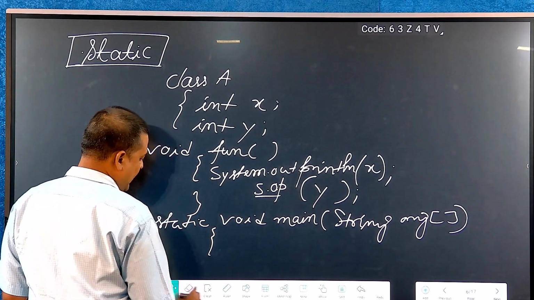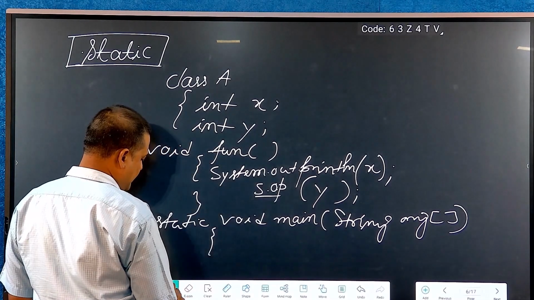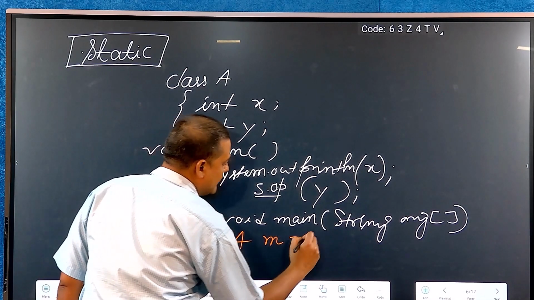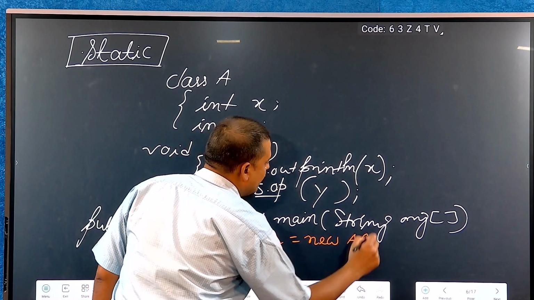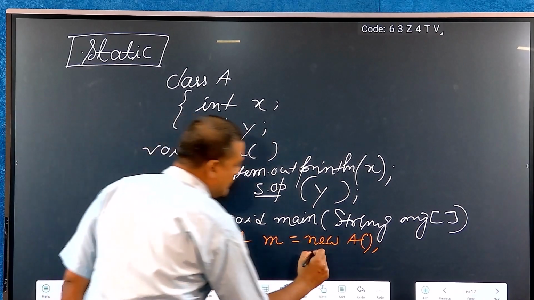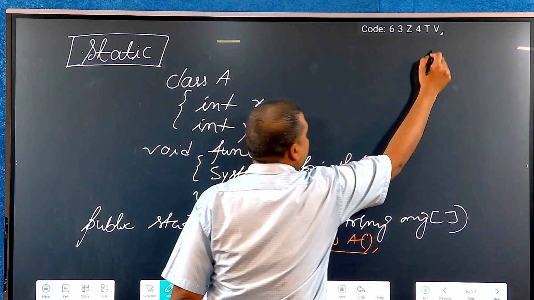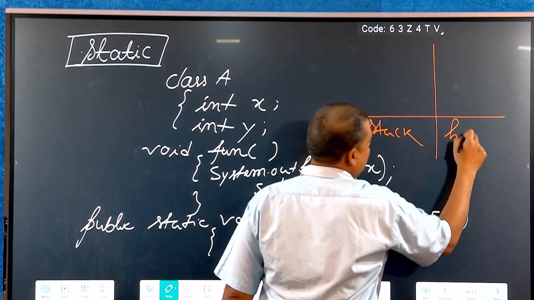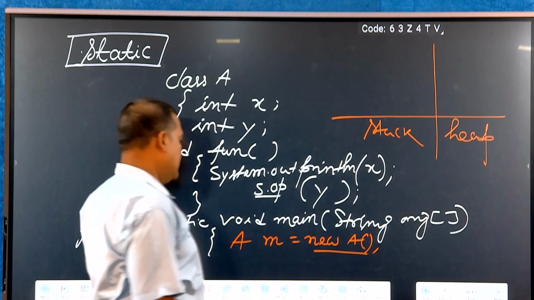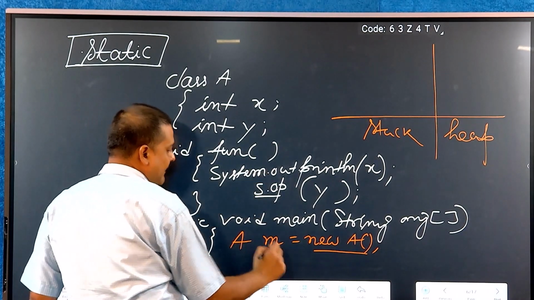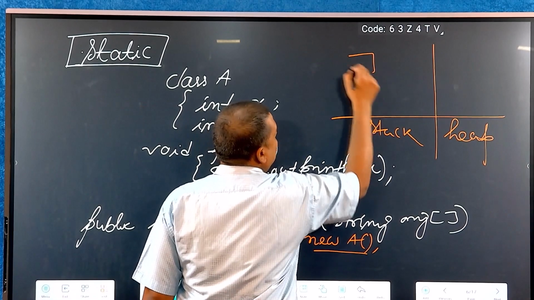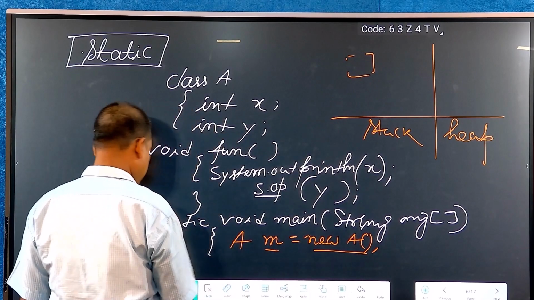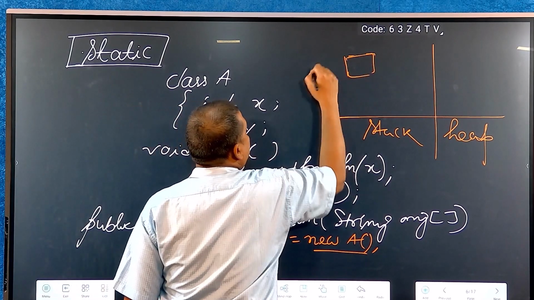If I write, for example, A m equal new A, then what will happen? In memory, some memory space, as we know, this is our stack and this is our heap memory. In stack memory, one variable will be created which is named m.